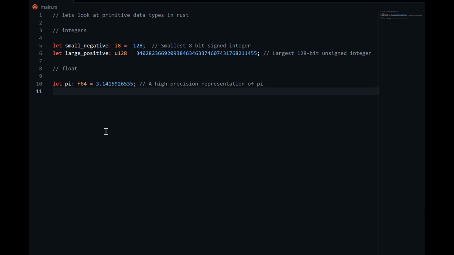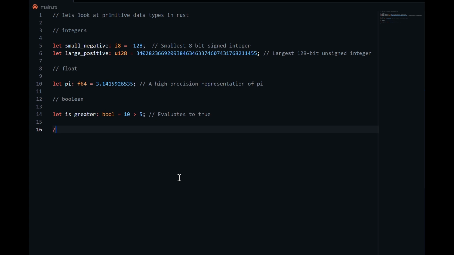For numbers with decimals, Rust provides F32 and F64 types, representing 32-bit and 64-bit floating point numbers, respectively. F64 is the default, offering a good balance between precision and performance.